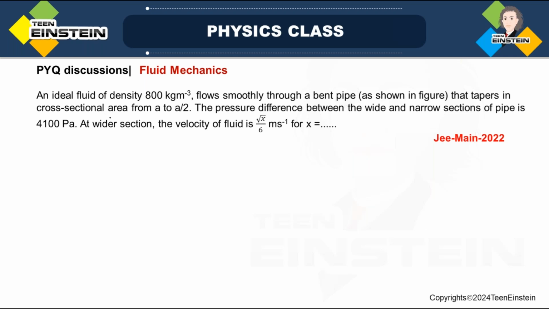Okay, so this is another one. This question says an ideal fluid of density 800 kg per meter cube flows smoothly through a bent pipe, as shown in the figure, that tapers in cross-sectional area from A to A by 2. I'll just draw the figure for you here. I have forgotten to give the figure. So what is the figure over here?